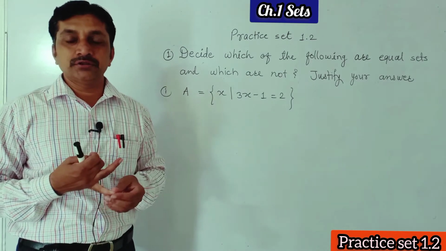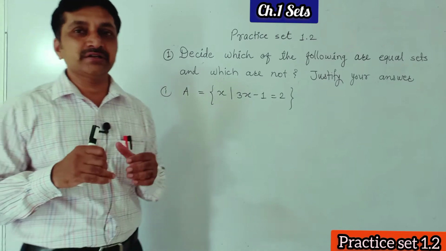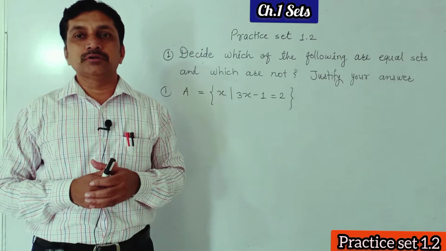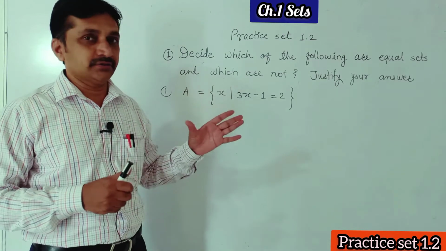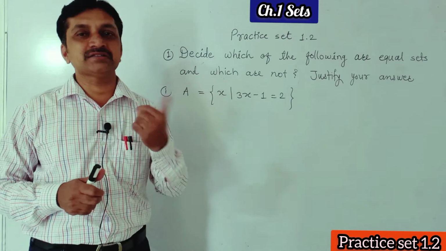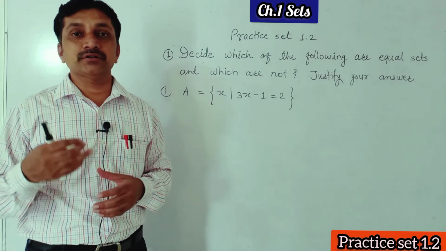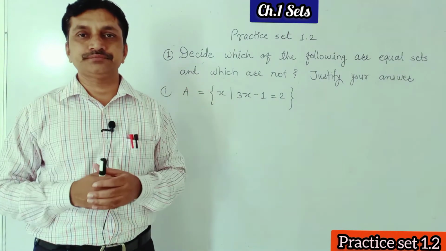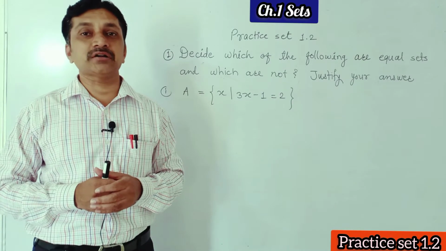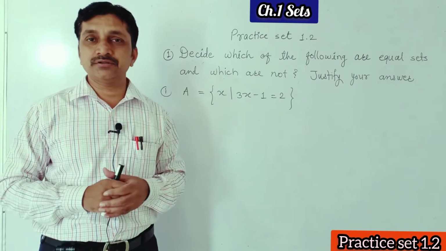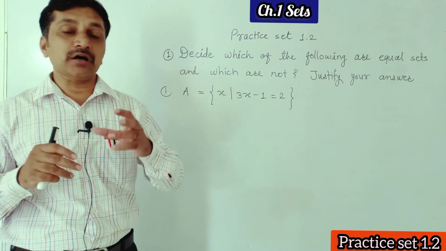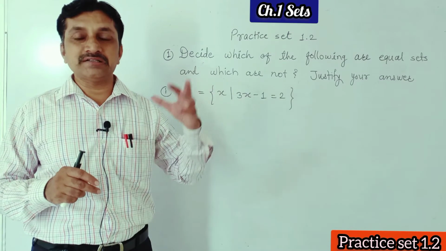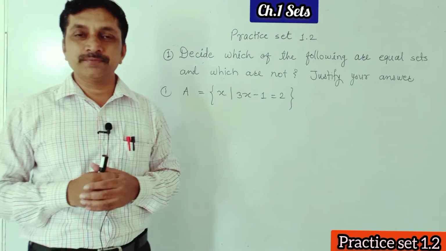Now we know which are the types of sets. Singleton set: when do we say a given set is singleton? If there is only one element in the set, then that set is a singleton set. After that, finite set. If the elements of the set are limited, then that is called a finite set. If the elements of the set are infinite, uncountable, then that set is called an infinite set.